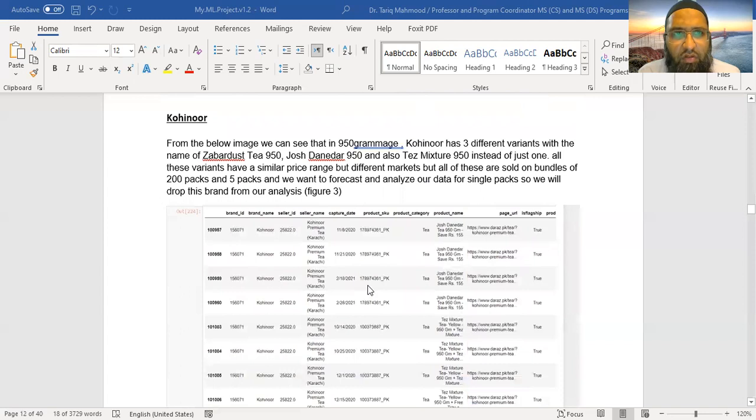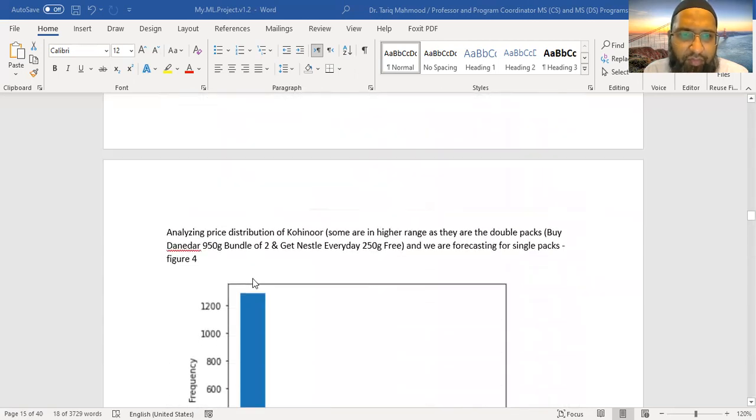For the Kohinoor, Kohinoor has 3 different variants with these 3 different names for 950 gram. All these variants have a similar price range but different markets. But all of these are sold in bundles of 200 packs and 5 packs. We don't want to look at bundles, so we want to remove Kohinoor, because in bundles we have more than one product together, and we can't do that because we have individual products in the case of Vital, Lipton, and Tapal. Therefore, we are just removing Kohinoor from our analysis.